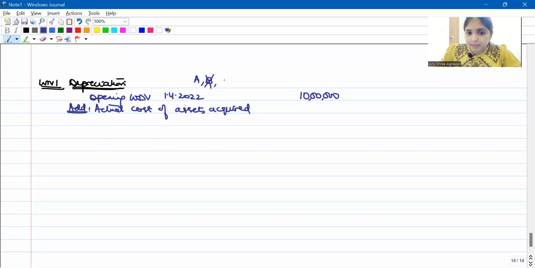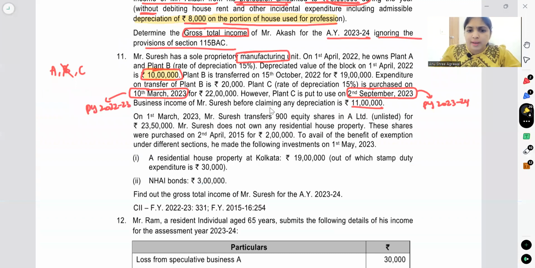We sold plant B and then we acquired plant C. So do we have any asset acquired? Yes, we have plant C. For how much did we acquire it? We acquired plant C for 22 lakhs.